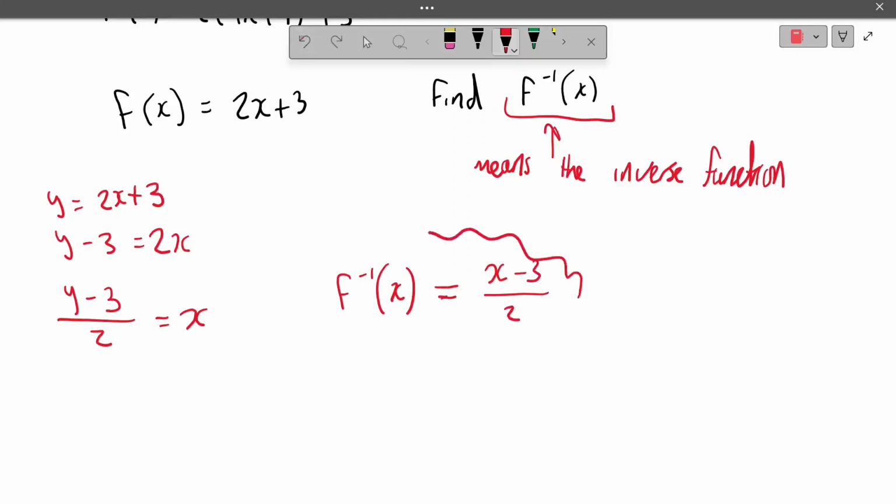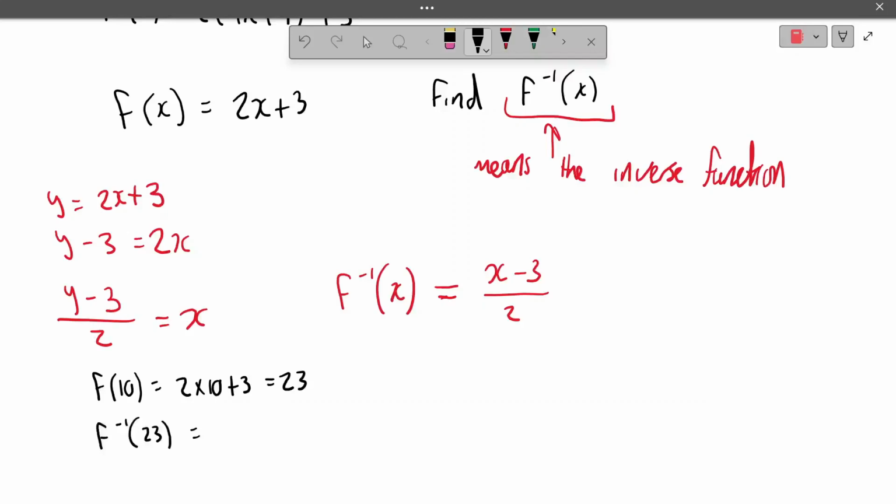So this is our answer. We can check this by plugging in a number. If I had f of 10, well, that's 2 times 10 plus 3. 2 times 10 is 20, plus 3 is 23. Well, f to the minus 1 of 23 is 23 minus 3 over 2. 23 minus 3 is 20, divided by 2 is 10. So they are the inverse, or the opposite, of each other.